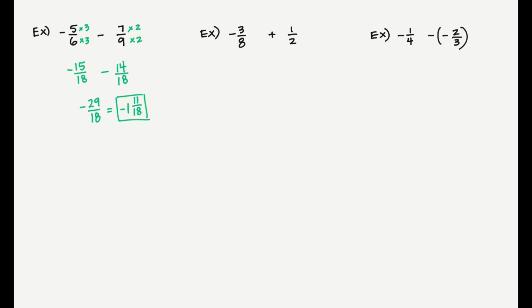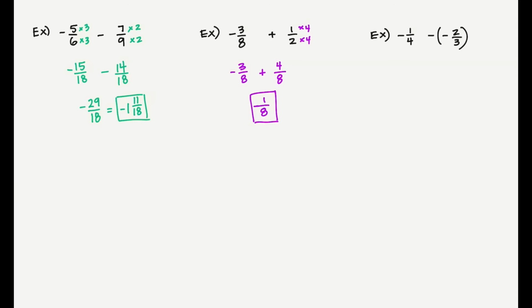All right, the next one is a negative plus a positive. I have 8 and 2, so I'm just going to multiply the second one by 4. So I have -3/8 plus 4 over 8, and that adds up to positive 1/8. I had to catch myself.